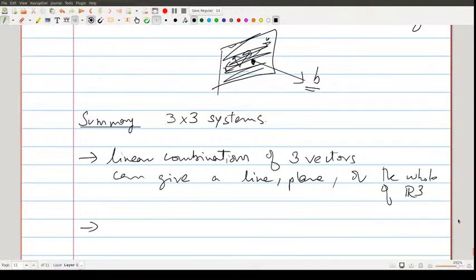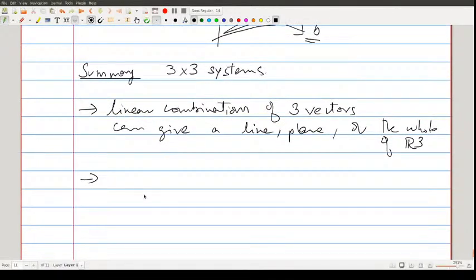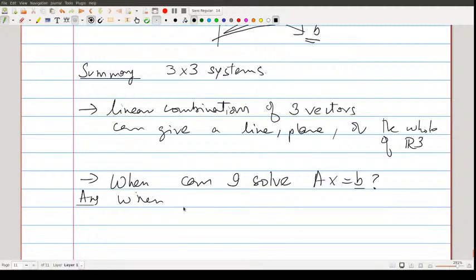The other thing that we found today was the answer to the question, when can I solve AX equals B? And the answer to that was when B is in the column space of A.